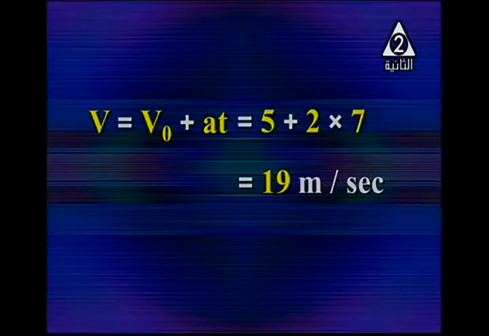Dear student, when the particle moves with initial velocity 5 and acceleration 2, find the final velocity after t equals 7. V equals V naught plus at. By substitution, V naught equals 5, acceleration a equals 2, after t equals 7, we find the final velocity is 19 meter per second.